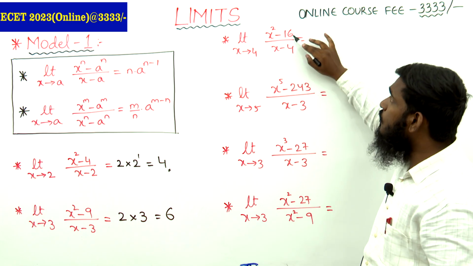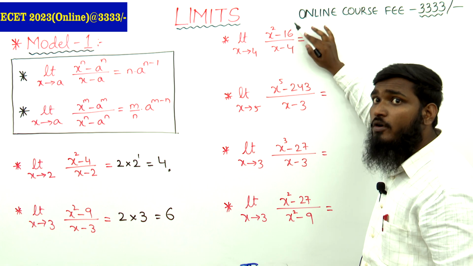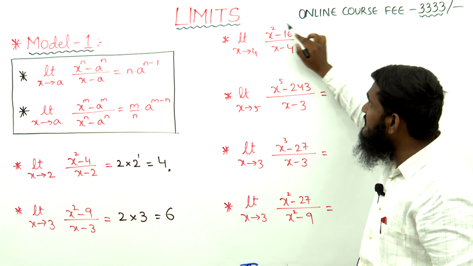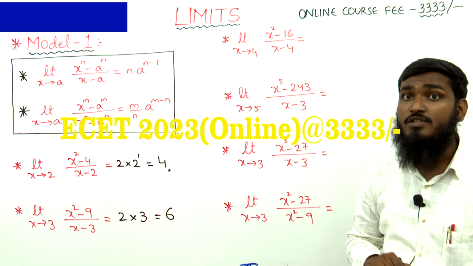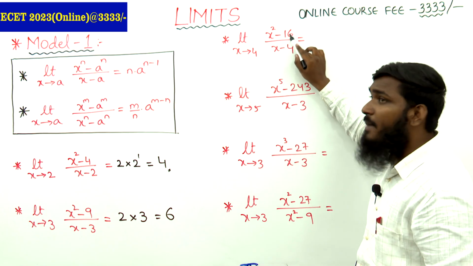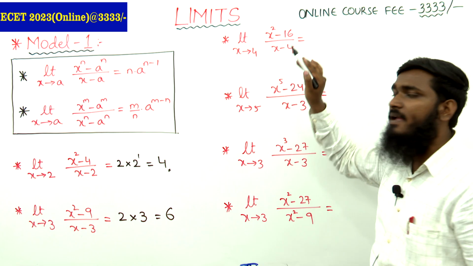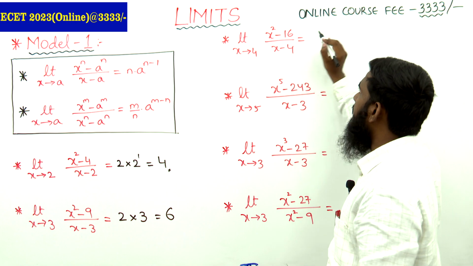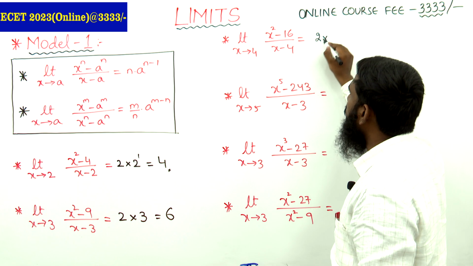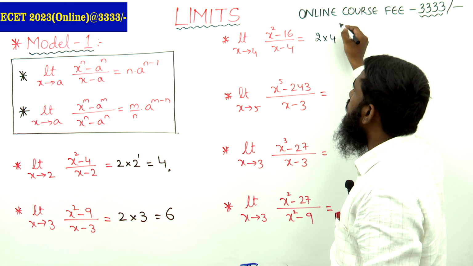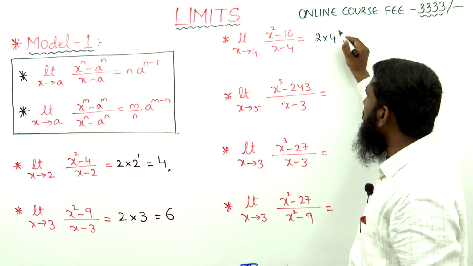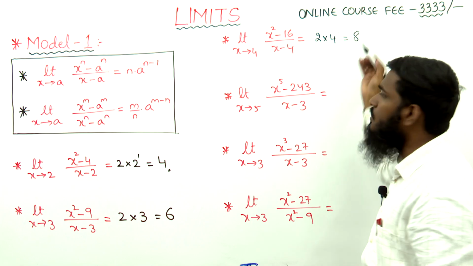If we write 4 square, then the a values become the same, and square means the powers become the same. Understood? So we write this as x square minus 4 square divided by x minus 4. Now let us use this formula. n is 2, the a value is 4, to the power of n minus 1. n minus 1 means 2 minus 1, which is 1. 2 times 4 is equal to 8.